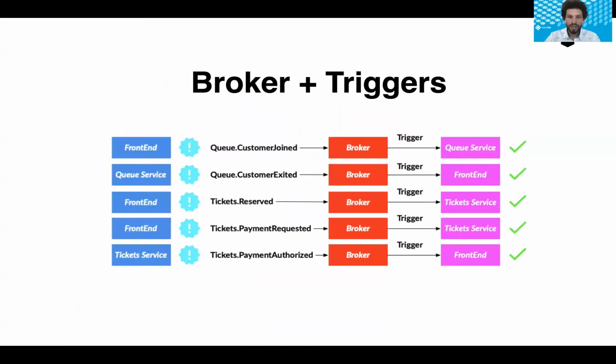At some point, I needed to create some kind of a checklist to understand how the flow was composed, right? It was something like this. I said, okay, the front end needs to generate a cloud event that is pushed to the broker, and then there needs to be a trigger in the queue service to consume that event to do something. And the same here with the queue service. When the queue service generates the customer exit event, there needs to be a trigger in the front end to be able to consume that and allow the customer to move forward, right?